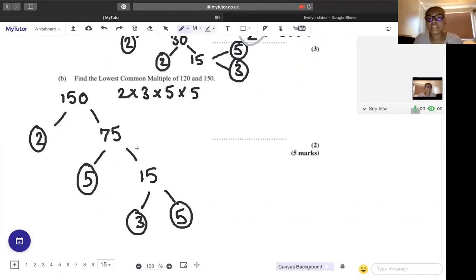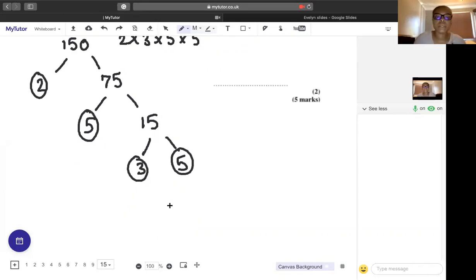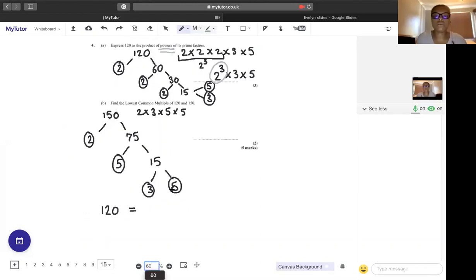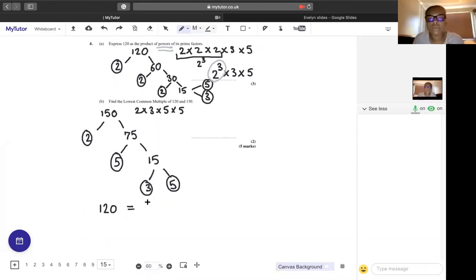Now we have 2 5's here. So if you were to answer this question as a product of its primes, you would write down 2 times 3 times 5 squared. But because we don't need to write down the actual answer to this, we don't need to write it down as 2 times 3 times 5 squared at the moment. All we need to know is what the actual prime numbers are. So we know 120, if I zoom out a little bit as well, so we can see everything, 120 was 2 times 2 times 2 times 3 times 5. And 150 was 2 times 3 times 5 times 5.